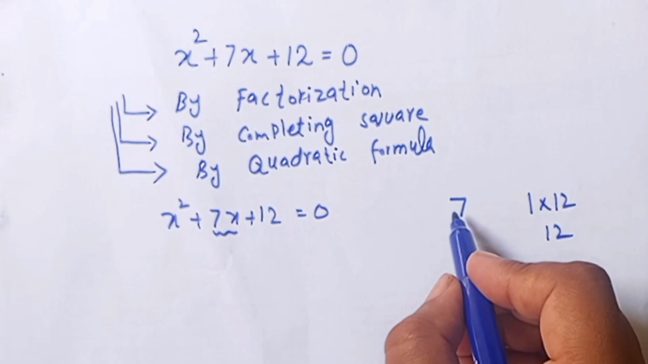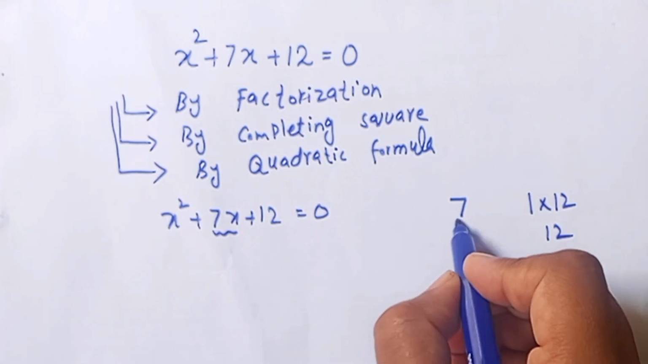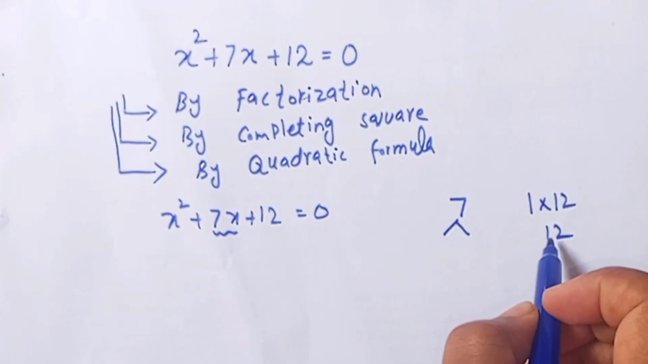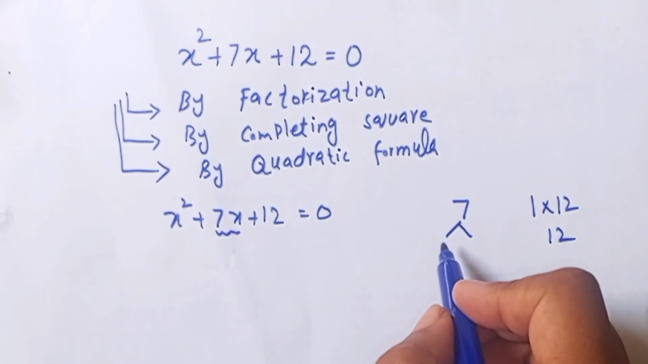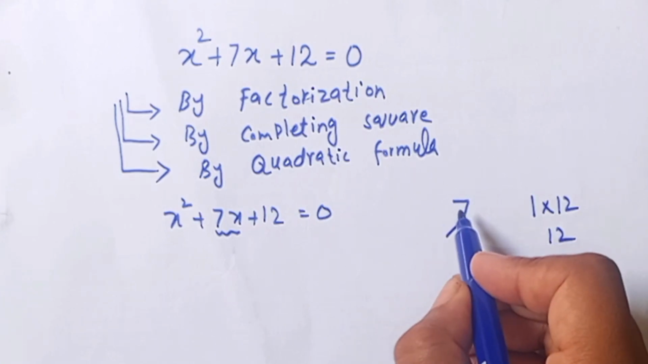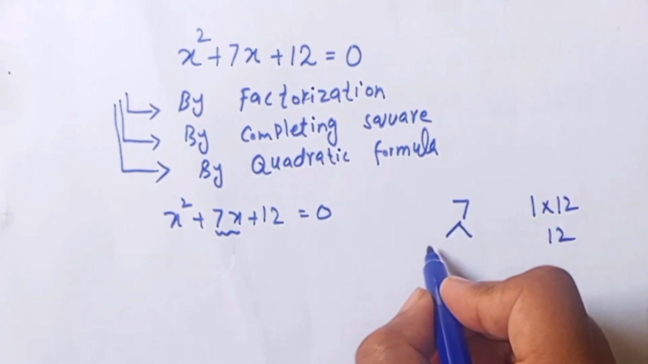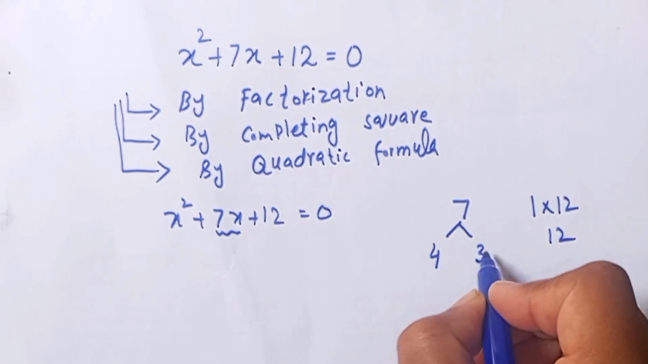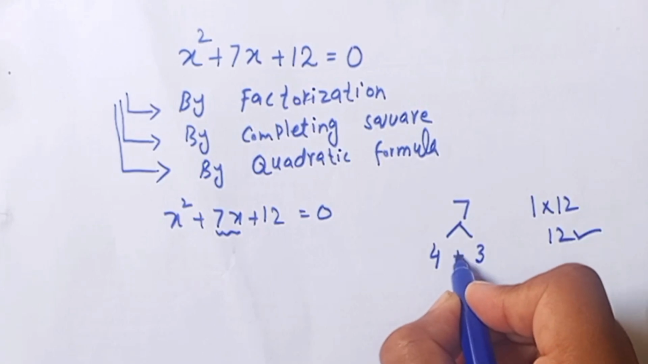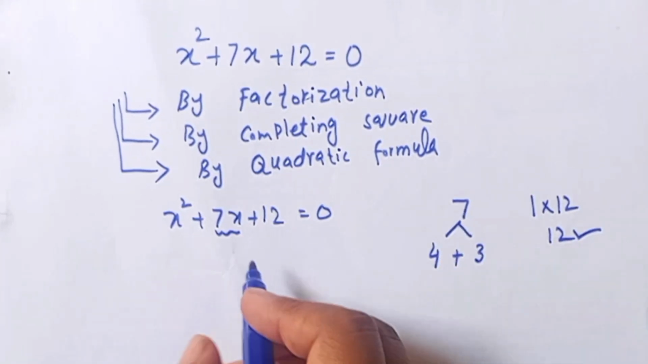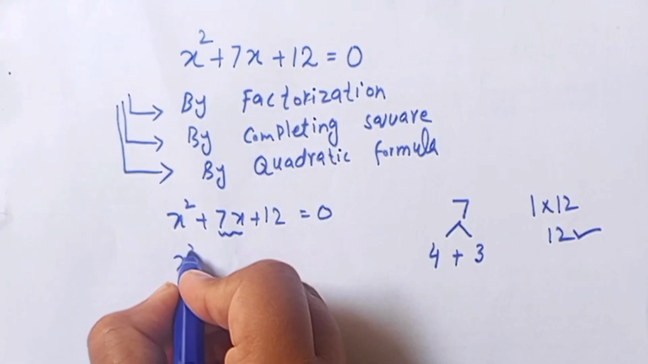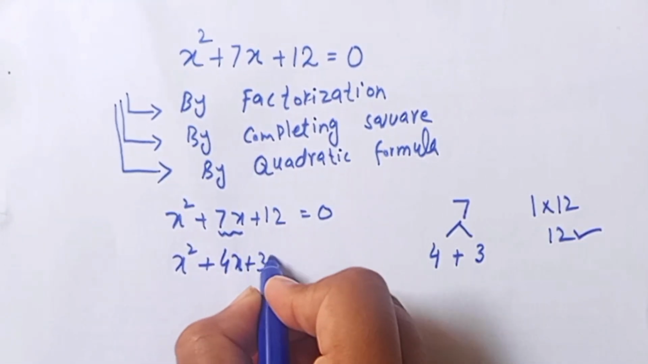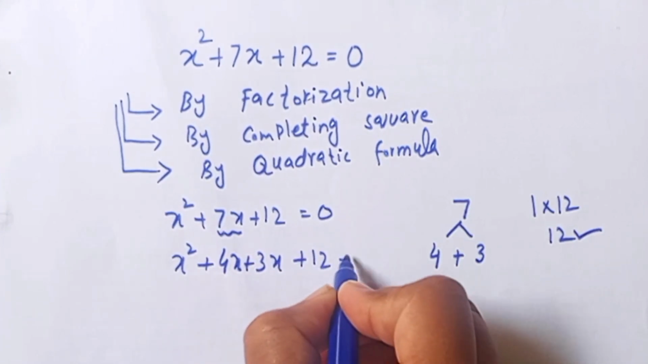In this method, we split this 7 into two numbers such that if we multiply these two numbers, we get 12, and if we add these two numbers, we get 7. So these two numbers are 4 and 3. If we multiply 4 and 3, we get 12, and if we add, we get 7. So we write this as x square plus 4 times x plus 3 times x plus 12, it's equal to 0.